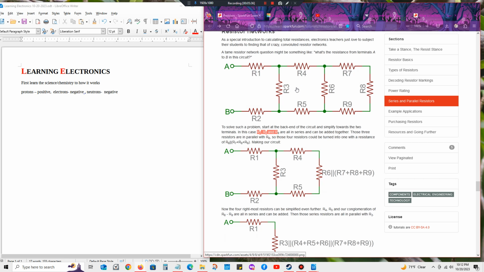So technically it looks like you kept R1, R2, R3, R4, R5, but it turns R6 through R9 into one resistor. So you just got rid of all that.